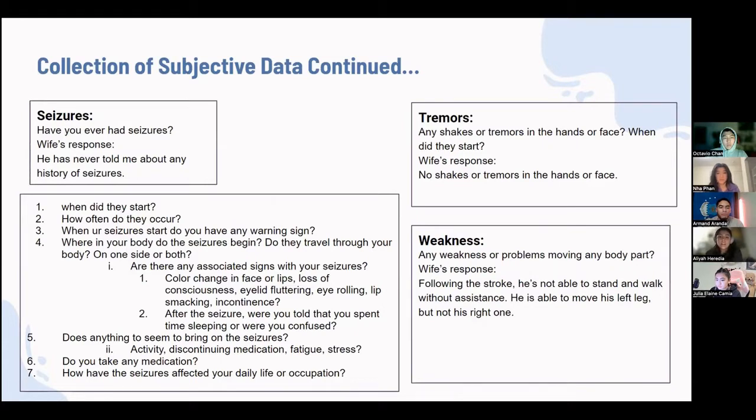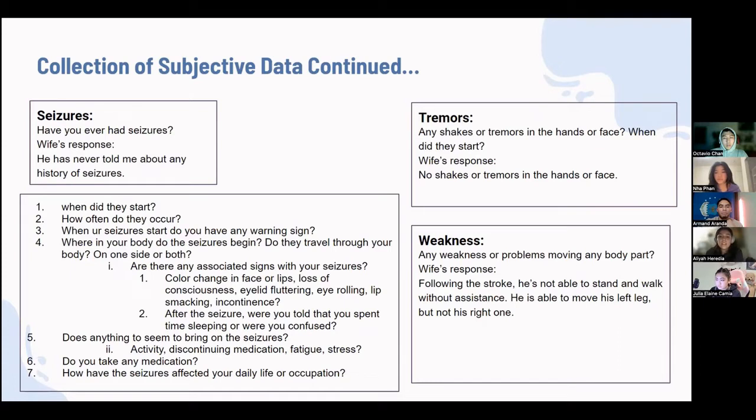Now for tremors, any shakes or tremors in the hands or face, and when did they start? And his wife responded, no shakes or tremors in the hand or face, but we would further ask questions if yes, like, do they seem to grow worse with anxiety, intention, or rest? Are they relieved with rest, anxiety, or alcohol? And do they affect your daily life?